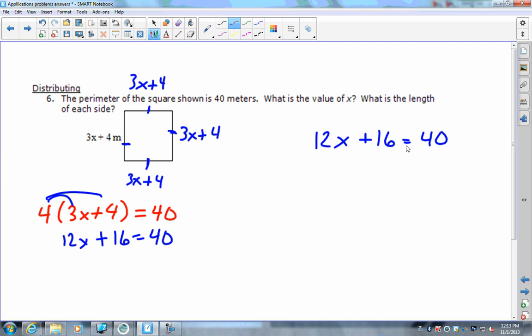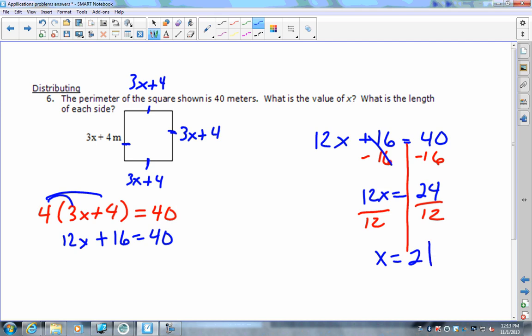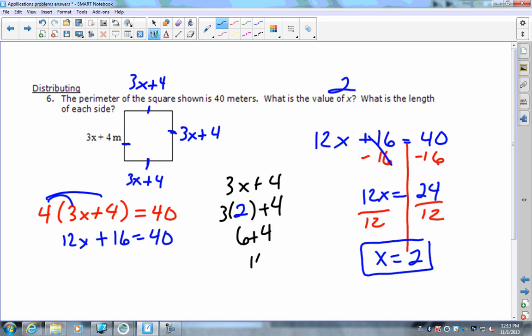Okay? So now if I go to solve this, I subtract 16 from each side. I get 12x equals 24. Divide by 12. X equals 2. It said what was the value of x, so you had to find that. Now the length of each side, the side is 3x plus 4. So I have 3 times 2 plus 4. 6 plus 4 is 10.